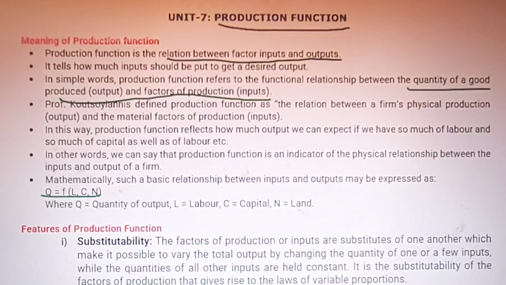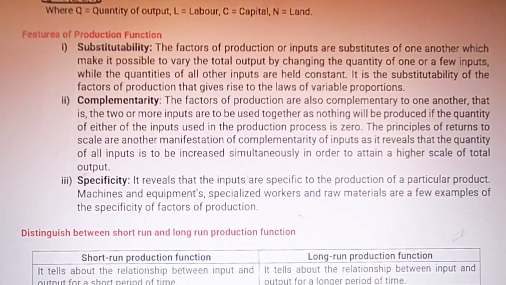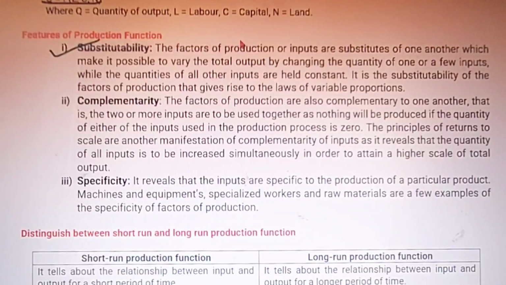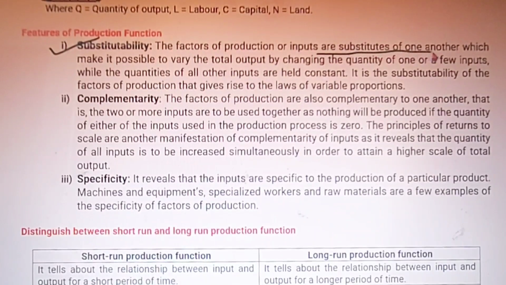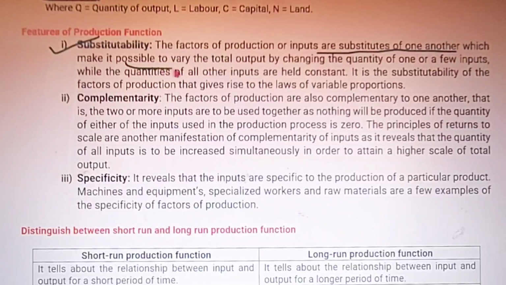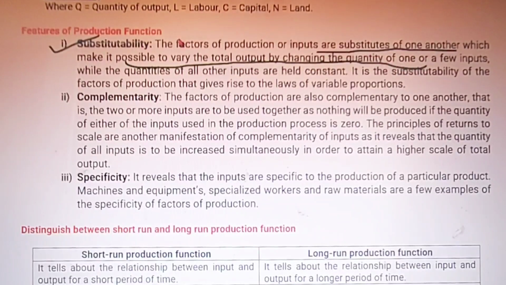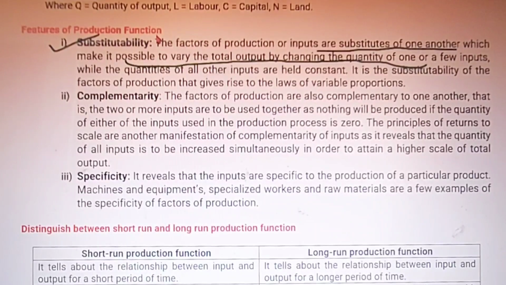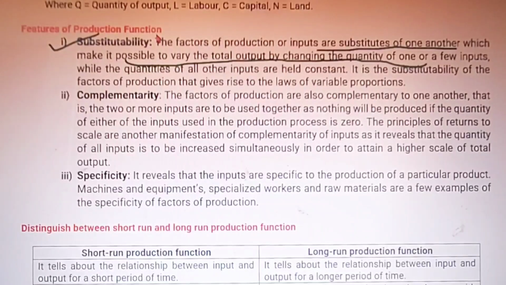Okay, so these are all techniques. These are a few features of production function, like substitutability. That means the factors of production or inputs are substitutes of one another, which makes it possible to vary the total output by changing the quantity of one or few inputs. So there are a lot of substitutes available for raw materials, so we can substitute one for the other.